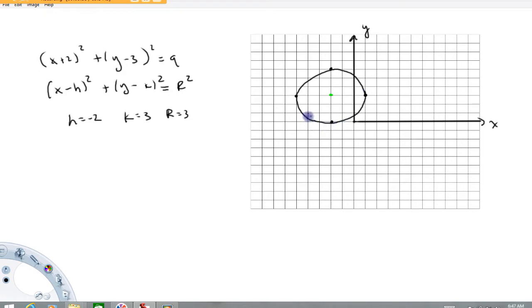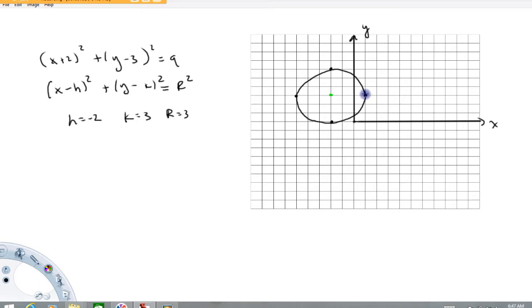Intercepts, so looks like this thing just comes down and just touches the axis here. Yeah, and notice what would happen here if you tried to find the x-intercepts by setting y equal to 0. When you put a 0 here, you get negative 3 squared is 9. Subtract 9 from both sides, and you end up with x plus 2 squared equals 0. So that only has one solution, x equals negative 2. And that's why that's the point. That point right there is the point negative 2, 0.